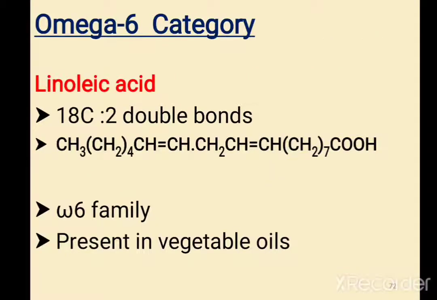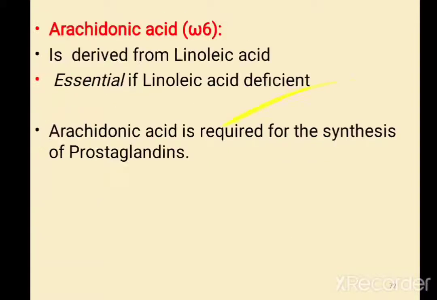And the second group is omega 6 fatty acid. The example is linoleic acid. It is an 18 carbon compound containing 2 double bonds, and the first double bond from the methyl end is present at the omega 6 position. That's why it is considered an omega 6 fatty acid. This omega 6 fatty acid is also present in vegetable oils. And arachidonic acid is derived from linoleic acid. What is the significance of arachidonic acid? This arachidonic acid acts as a precursor molecule for the synthesis of prostaglandin.